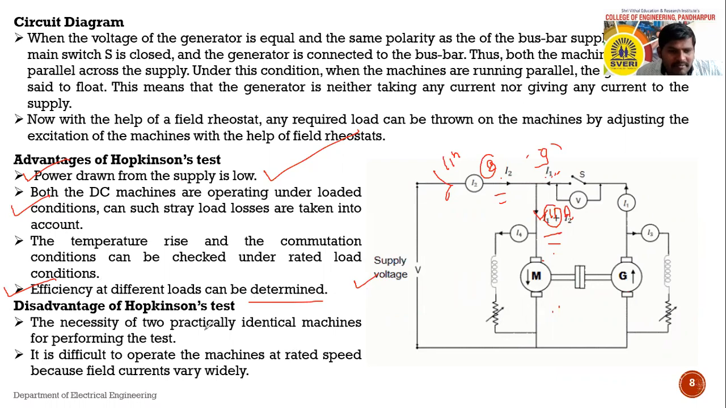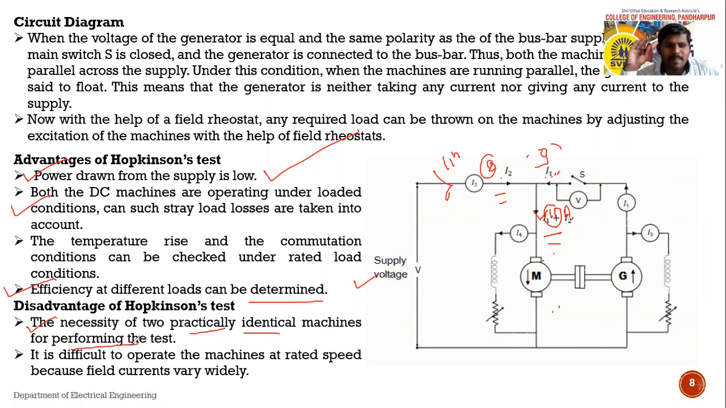Now some of the disadvantages. The first is the necessity of two practically identical machines for performing the test. Two practically identical machines are required, meaning the same machines whose parameters, speed as well as torque, all remain the same. So such machines are required.